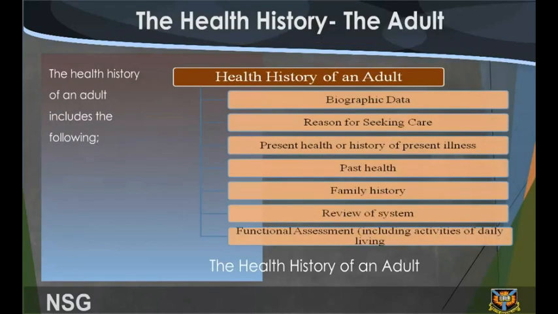The health history, the adult. The health history of an adult includes the following: biographic data, reason for seeking care, present health or history of present illness, past health, family history, review of systems, and functional assessment, including activities of daily living.